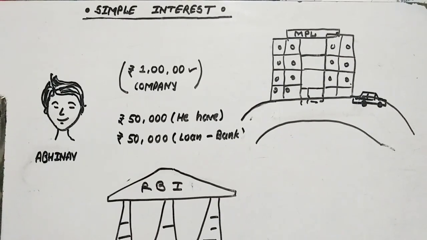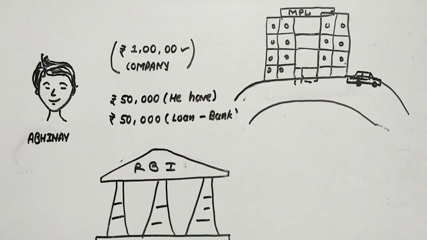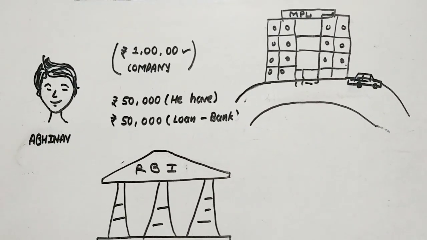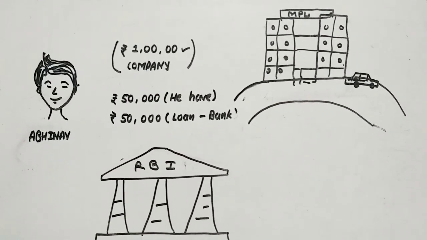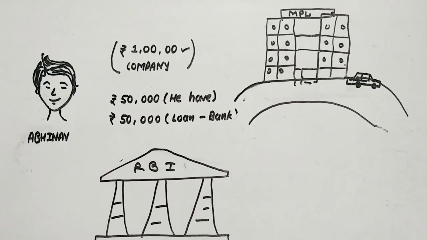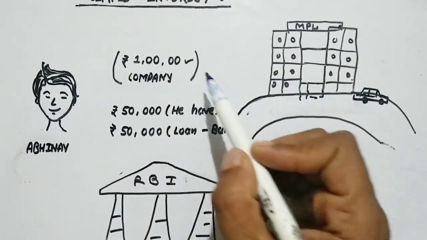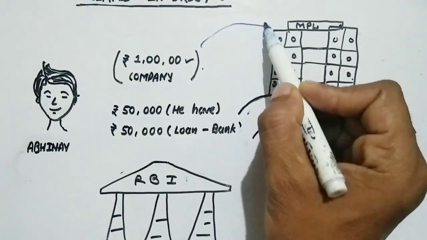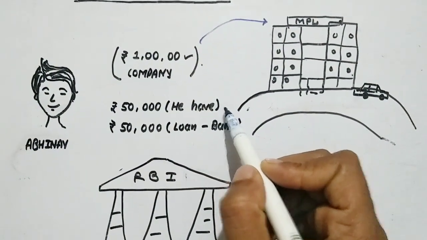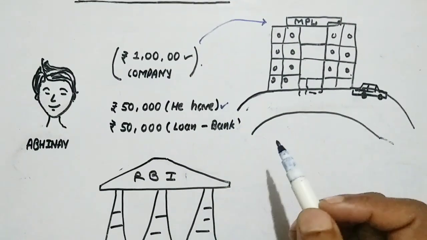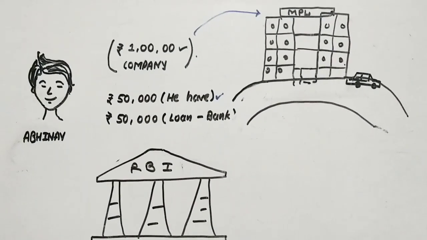We consider all values with the help of this diagram. Suppose there is a man named Abhinav. He wanted to invest 1 lakh rupees in MPL company, but he has only 50,000 rupees. He has 50,000 rupees and wants an extra 50,000 rupees.